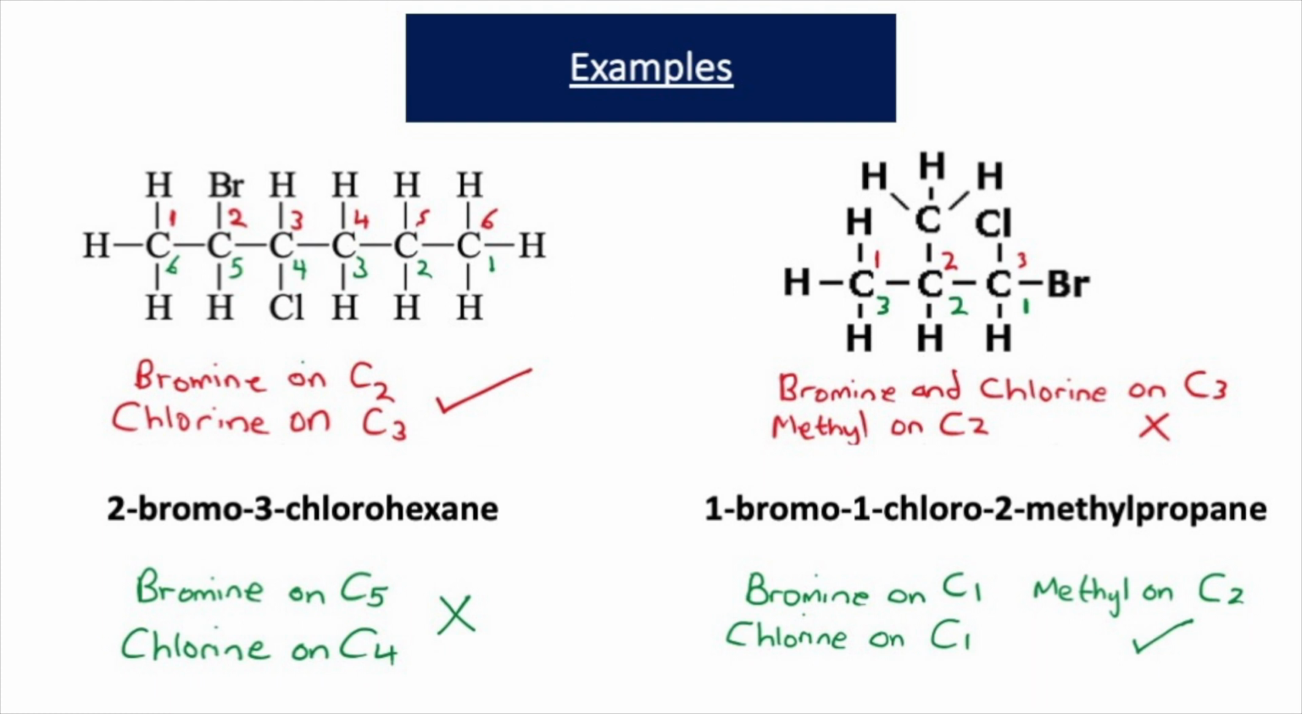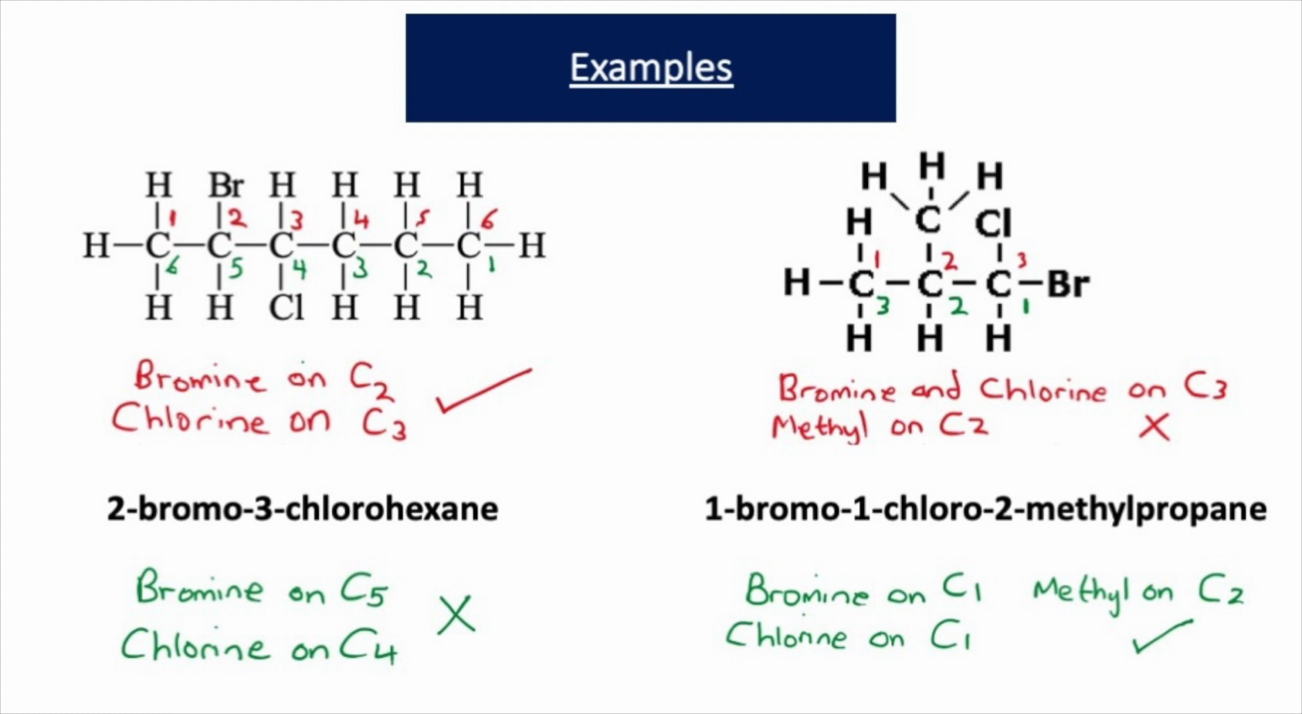Now in our second example here, the first thing I have to do is number the longest chain. So this is the parent chain and this has 3 carbons in it. Therefore, this compound is going to end in propane when I name it because propane has 3 carbons in it. And if I number the substituents left to right, as I've done in red here, the bromine and the chlorine are on carbon 3.